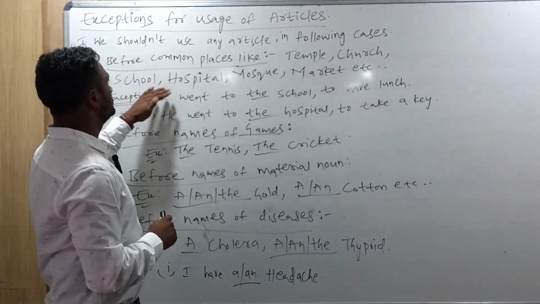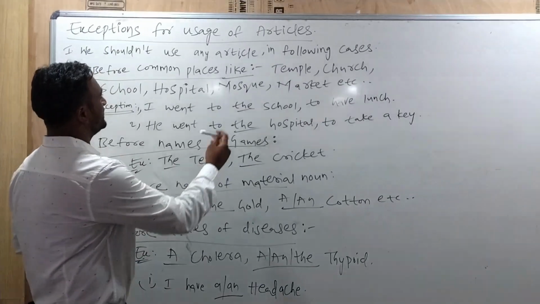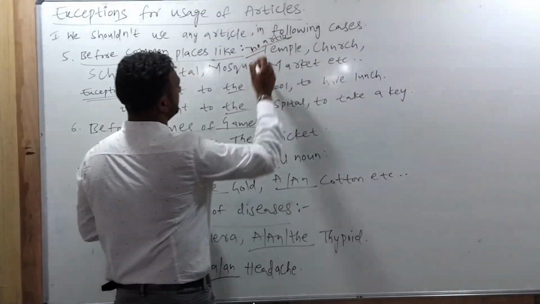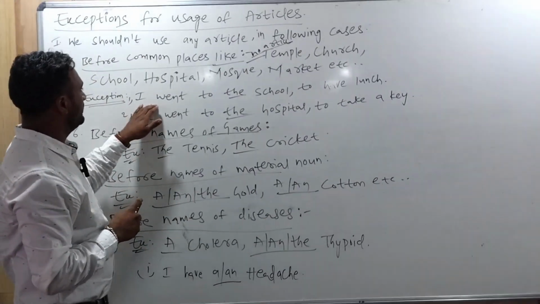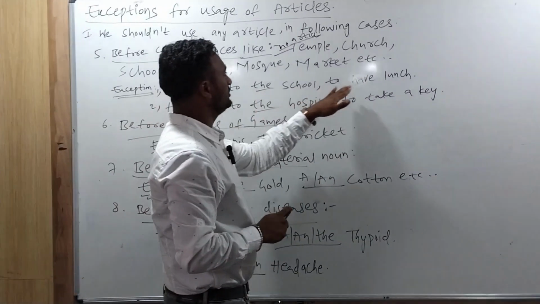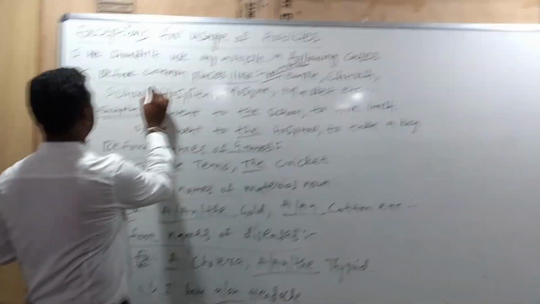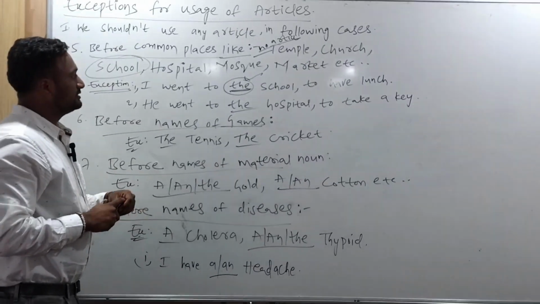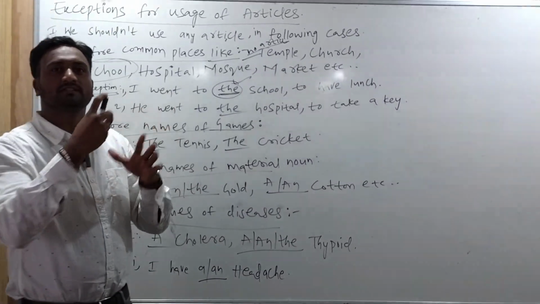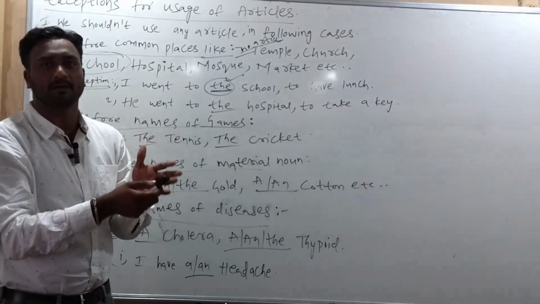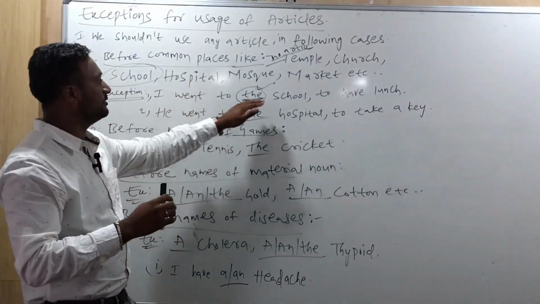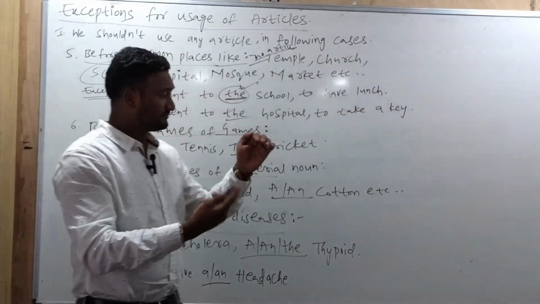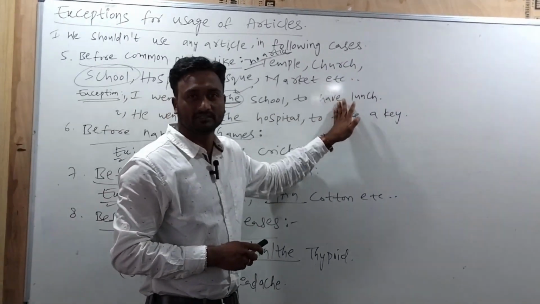Just listen. So these are the common places. We should not use any article before this. Any article. No article before all these common places. But here I wrote, I went to the school to have lunch. I said that school is an exception where we should not use an article, but I used the definite article the here. So there is an exception when we want to specify something, when we went there for a secondary purpose. Basically, we go to school to learn something, but there I went to have lunch. That means this is called secondary purpose.